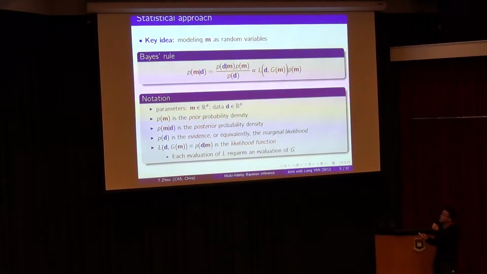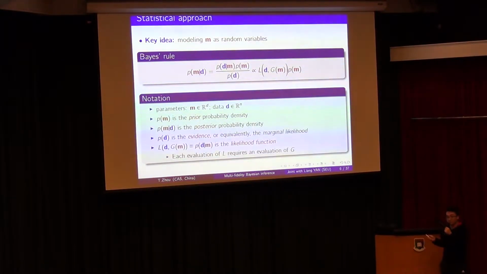Another approach is the so-called statistical approach, where you model the input parameter as a random variable. Then you can use the Bayesian rule to find the posterior of the random parameter. But here you have to give a prior for the input parameter, and then you use the Bayesian rule to derive the posterior. In this method, you can actually quantify the uncertainty of the input parameter.